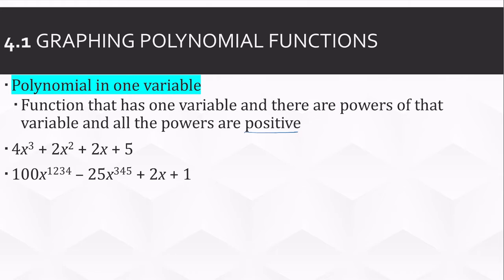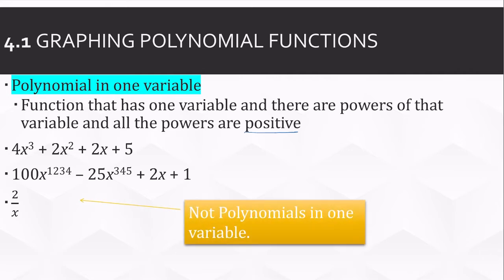This is another example of a polynomial in one variable. This is not a polynomial in one variable. Why? Because this is the same thing as 2x to the negative 1. That is a negative exponent, not a positive exponent. And this one's not a polynomial in one variable. It is a polynomial, but not in one variable because there are, in fact, 2 different variables.